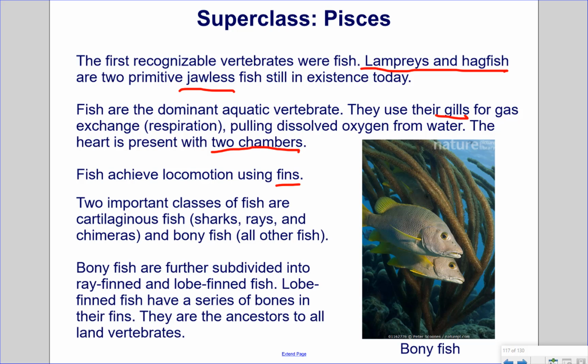2 important classes of fish are the cartilaginous fish, which include sharks, rays, and chimeras, and bony fish, which are all other fish. Bony fish are further subdivided into ray fins and lobe fins fish. Lobe fins fish have a series of bones in their fins. They are the ancestors to all land vertebrates. Some of these lobe fin fish, including the lungfish, are able to walk on land.